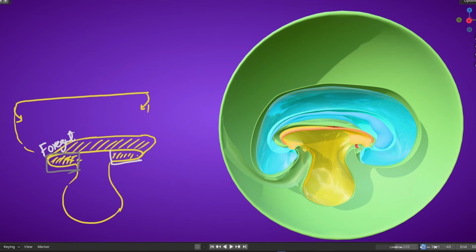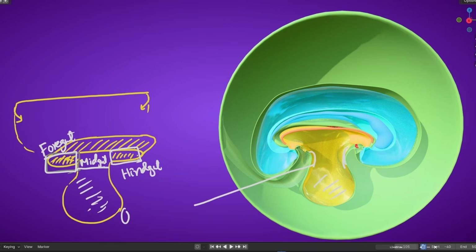And then this part is hindgut. This is foregut, this is hindgut. And here, this part which is still continuous with the yolk sac cavity is the midgut. And this connection of the midgut with the yolk sac cavity is called the omphaloenteric duct or vitelline duct.